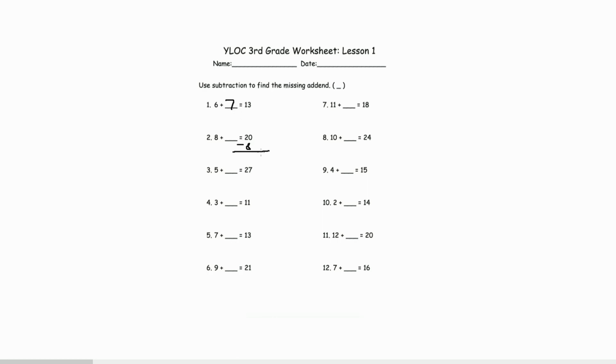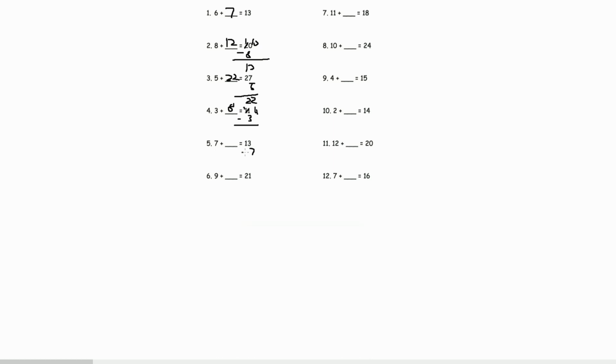20 minus 8: borrow, that's 10, 2, and 12. Minus 5, 7 minus 5 is 2. Bring down the 2, 22. 11 minus 3, bring down the 10, so that would be 11 minus 3, 8. And 7, same thing, that would be 6, 9, bring that one down, 11 minus 9 is 2, that would be 12.